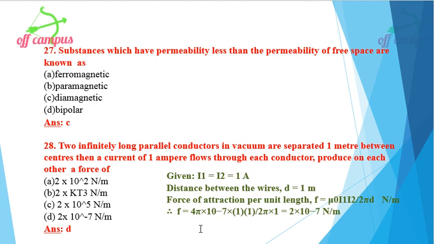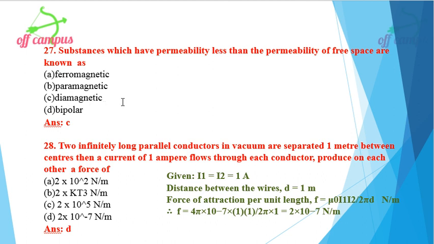Okay. Then this is question number 27. Substances which have permeability less than the permeability of free space are known as ferromagnetic, paramagnetic, diamagnetic, bipolar. So, option C, diamagnetic, is the right option.